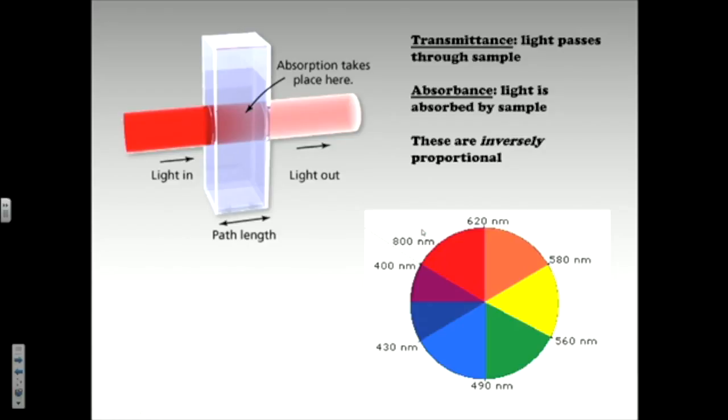So something that's white would be reflecting all wavelengths, because white is the combination of all colors of light. Something that's black would be absorbing all the wavelengths, reflecting none of them, because black is the absence of color.